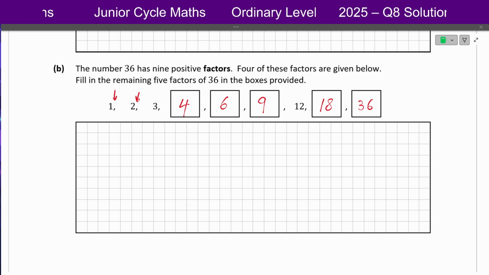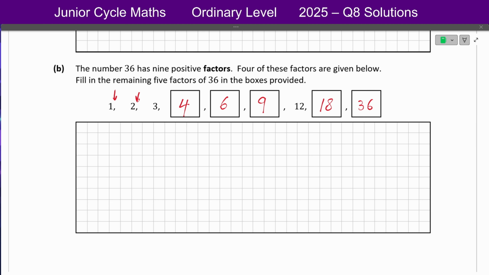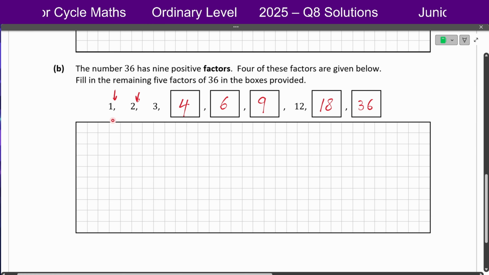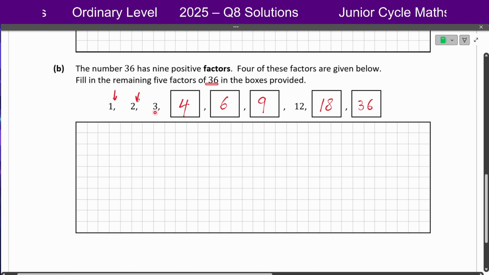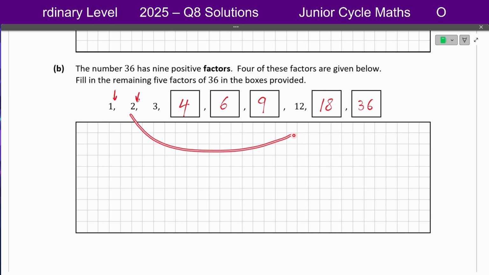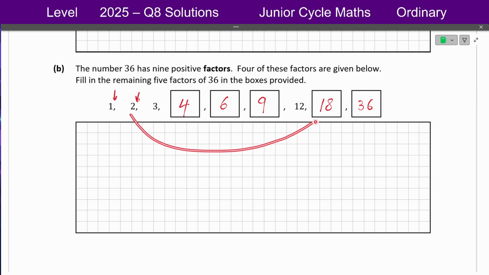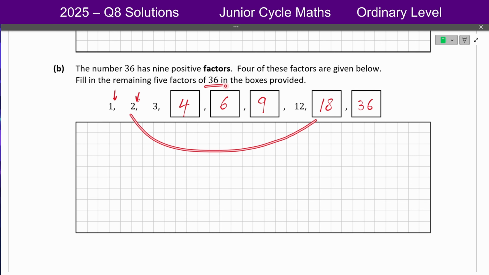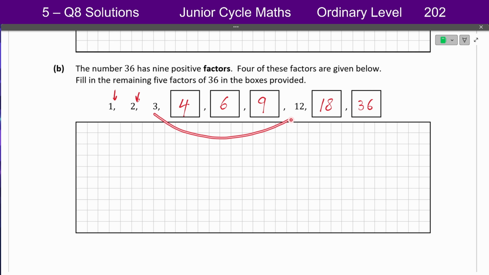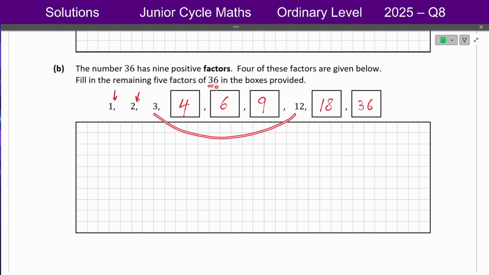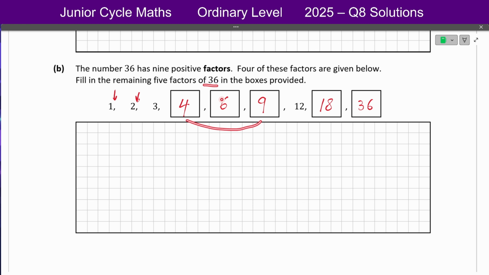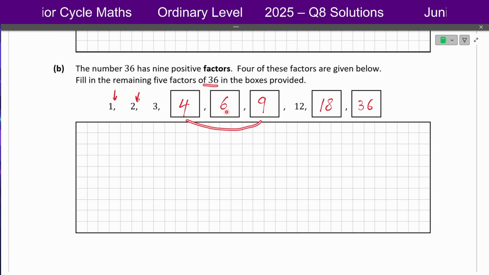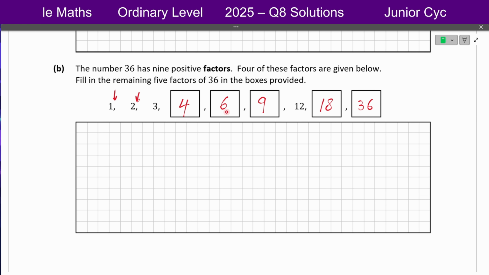And also we can double check our answer by doing this very simple method. For example, we can multiply 1 times 36 is 36, and also 2 times 18 is 36, and also 3 times 12 gives me 36, and 4 times 9 also gives me 36, and 6 times 6 gives me 36.